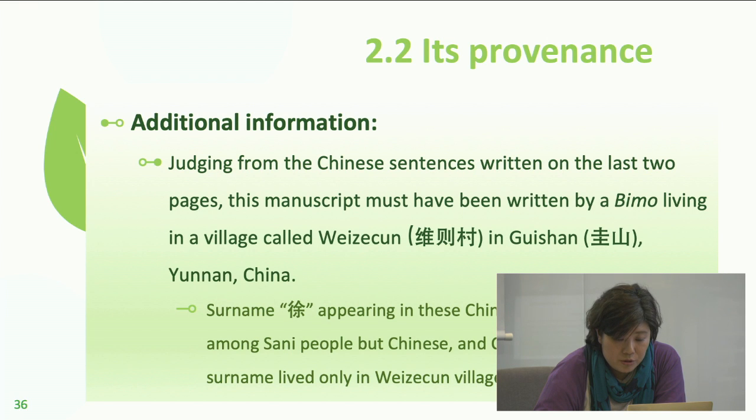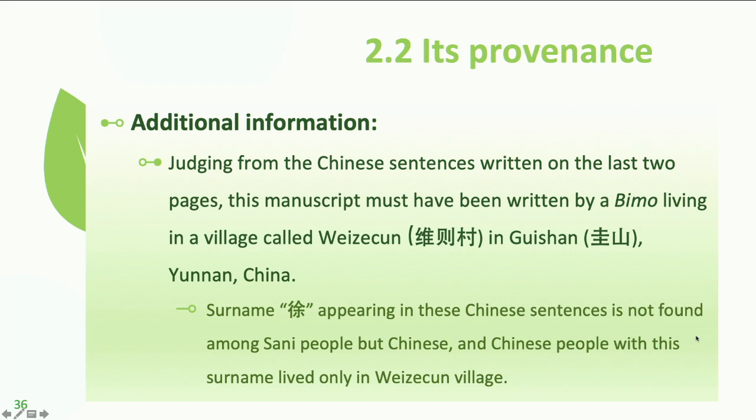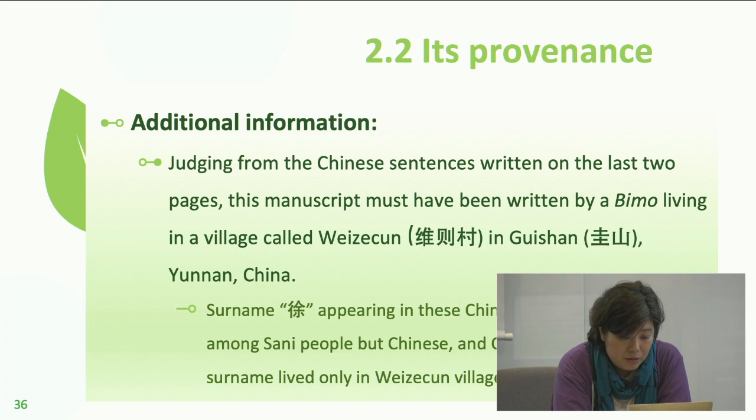Here is also significant additional information about this manuscript. Judging from the Chinese sentences written on the last two pages, this manuscript must have been written by a Bimo living in a village called Weizicun in Guishan, Yunnan, China. Why? Because the surname Xu appearing in these Chinese sentences is not found among Sani people, but among Chinese. And the Chinese people with this surname lived only in Weizicun village.